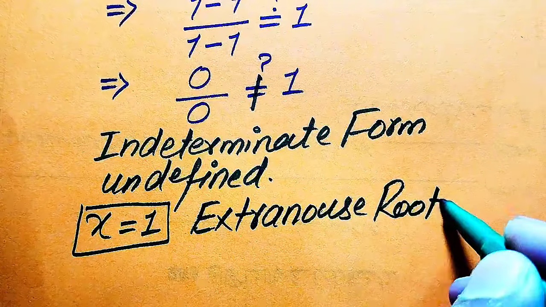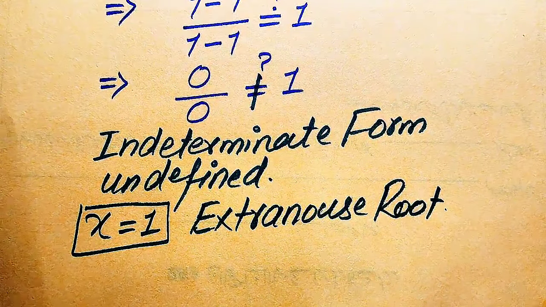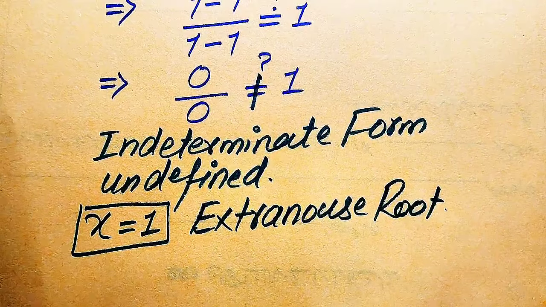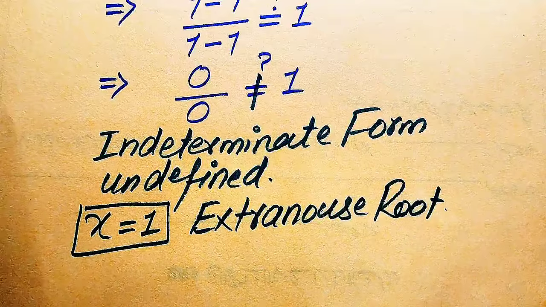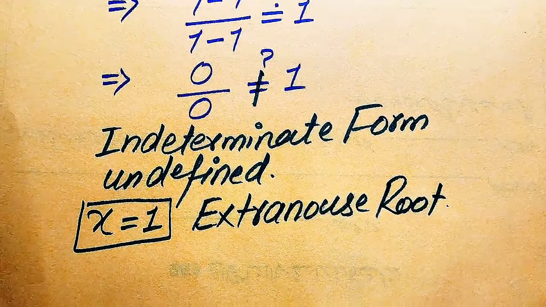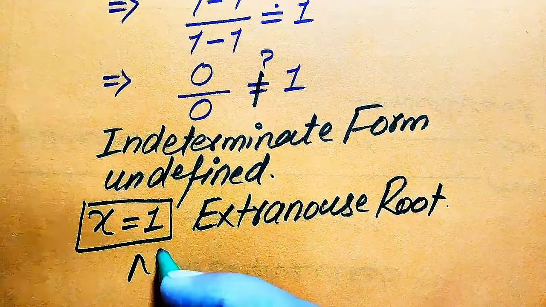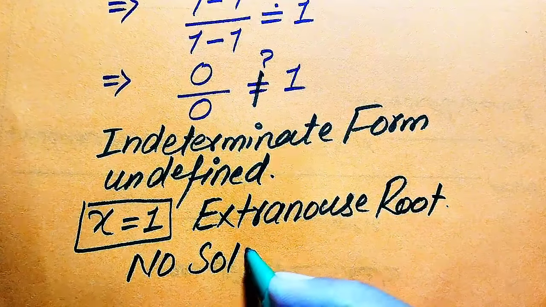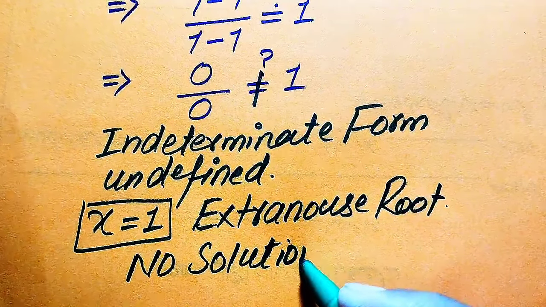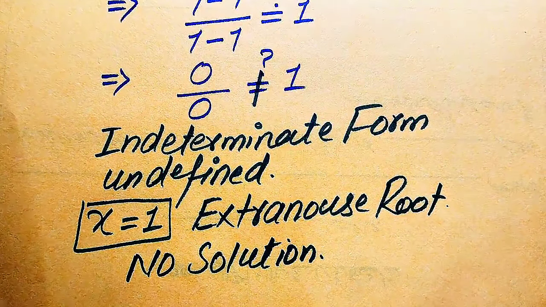Okay, so this is the extraneous root, and you see here we cannot get any other value of x which satisfies our given question statement. So this means that this question has no solution. So this is the final conclusion about the solution set of this problem.